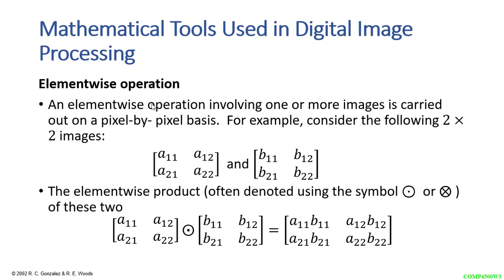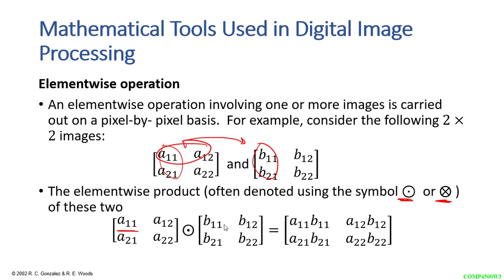Now, some mathematical tools used in digital image processing. First of all, we use something called convolution, which is element-wise multiplication. If these were normal matrices, we would multiply the first row by the first column, then the first row with the second column, and so on. But here we do element-wise multiplication, and it has this symbol.